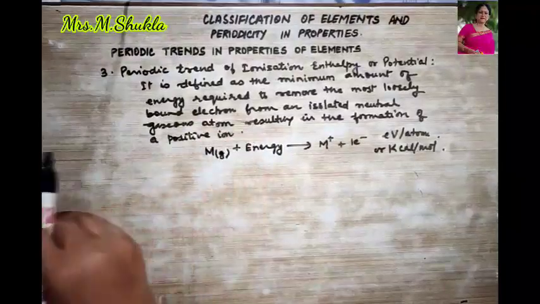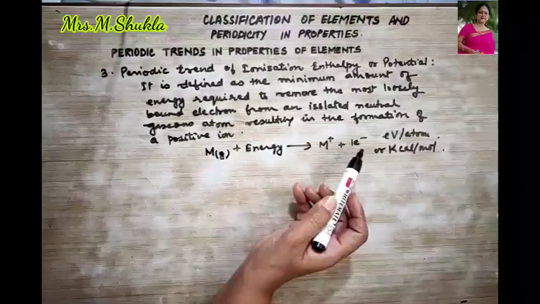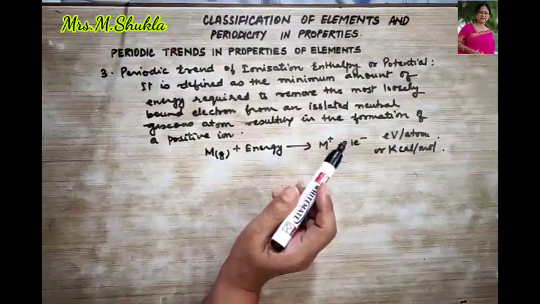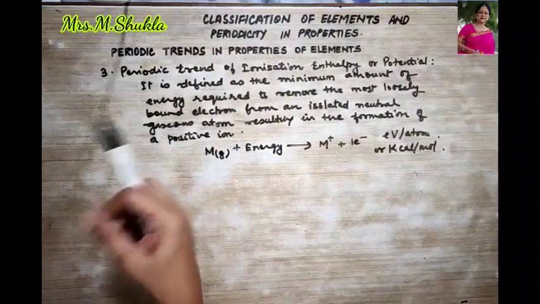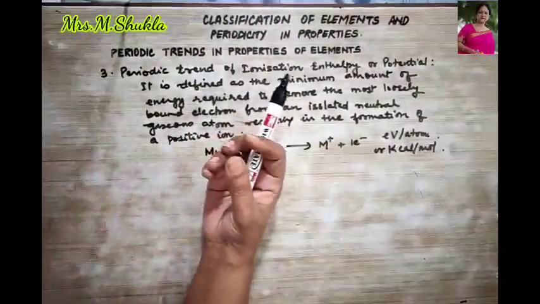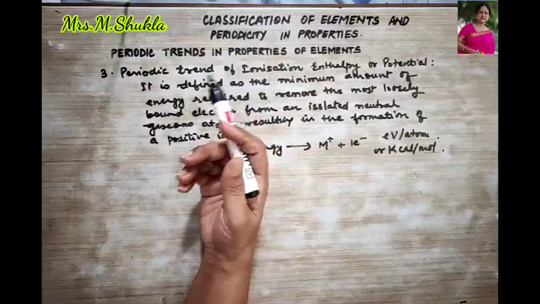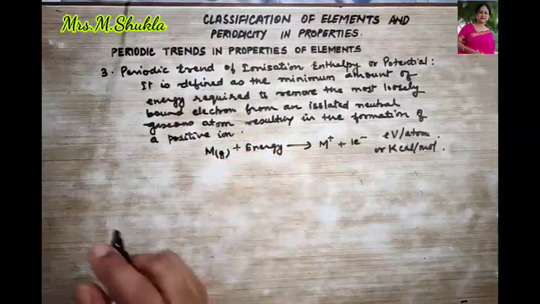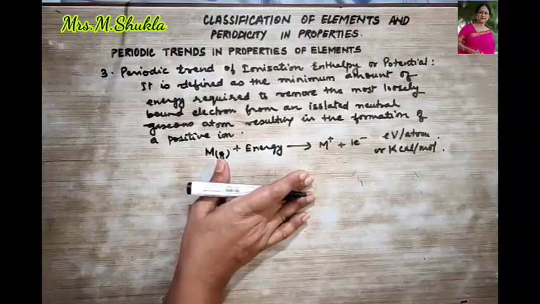Now when it loses electron from a parent atom, it converts into a cation. This cation means inward pull increases. So for removal of the second electron, more energy is required. Similarly, more energy will be required to remove the third electron. So this is called as successive ionization enthalpy, right?